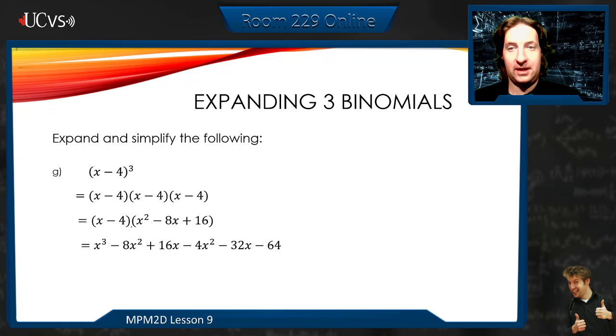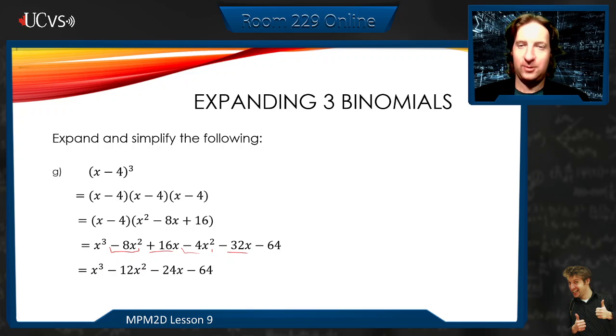Then I'm going to multiply negative 4, so that's going to give me negative 4x squared. Negative 4 times negative 8 is positive 32, and negative 4 times 16 is negative 64. And again, I have my like terms to give me a final answer of x cubed minus 12x squared minus 24x minus 64.